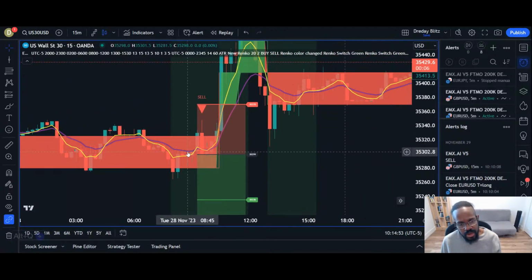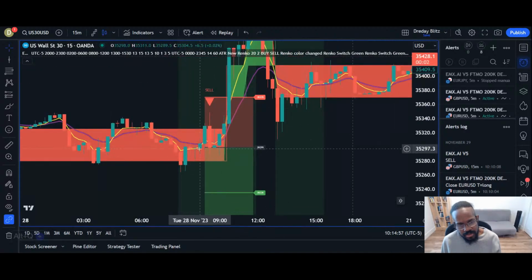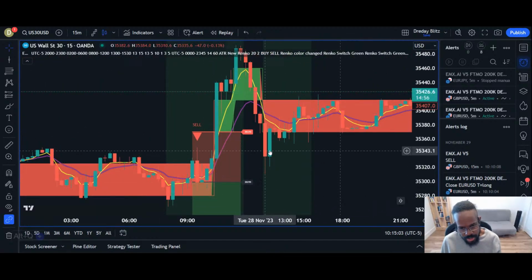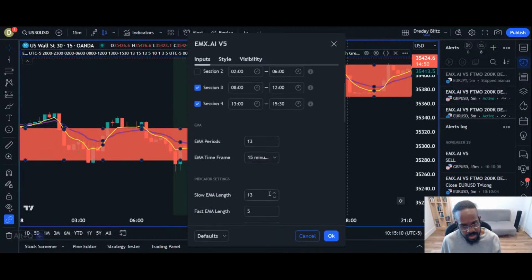So if you're a holder, it's better to go on a higher time frame Renko. But if you're an intraday trader or a scalper, go on the lower time frame Renko. That way it's better.